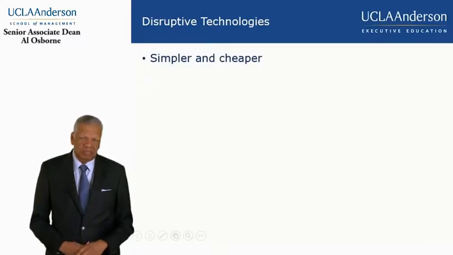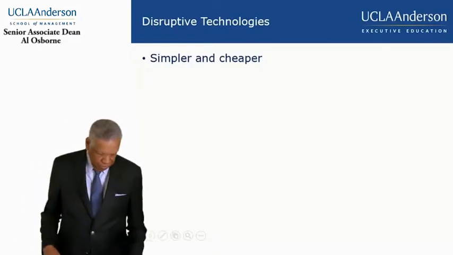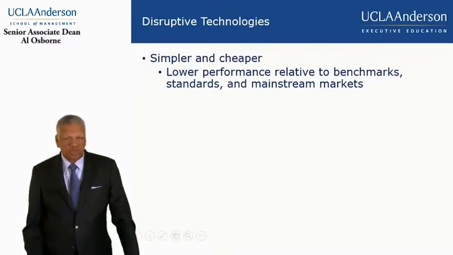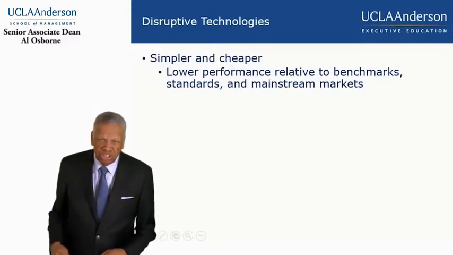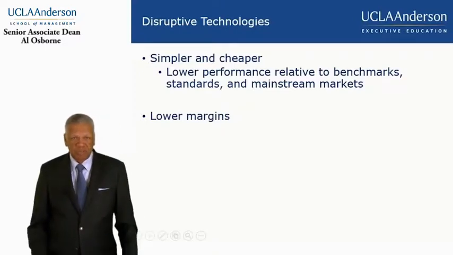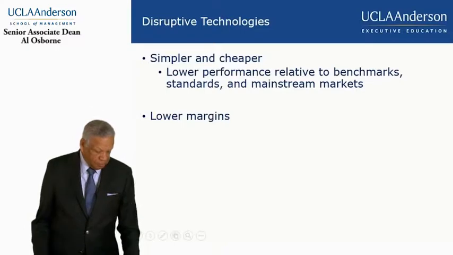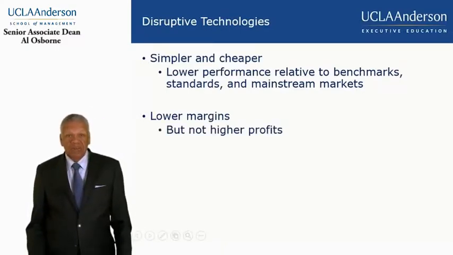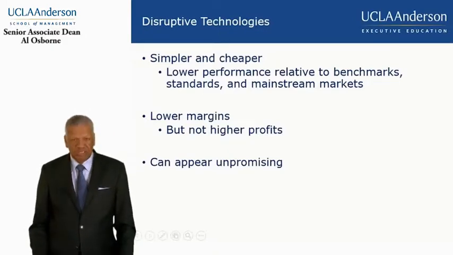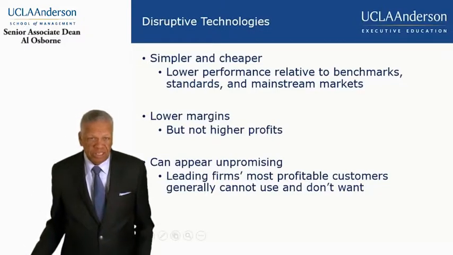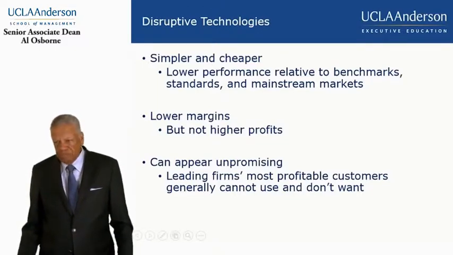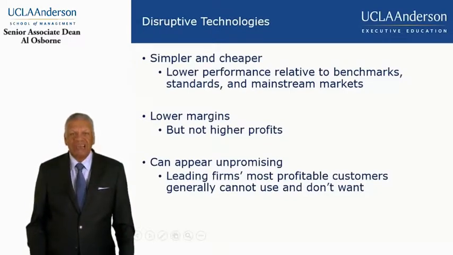Now, let us begin by thinking about what a disruptive technology actually looks like. The first thing I want to say is it is simpler and cheaper, and very often its performance is not as good as what has been established in the way of benchmarks or standards in the mainstream markets. So relative to what's established, it isn't nearly as good. And in fact, it is not even nearly as profitable. The disruptive technology may have lower margins, and it may not even yield higher profits. So from a business proposition, it doesn't appear promising. In fact, it might seem unpromising, because the leading firms in the industry, with their most profitable customers, cannot use and generally do not want to be bothered with an unpromising new technology. They are happy with what's being provided.